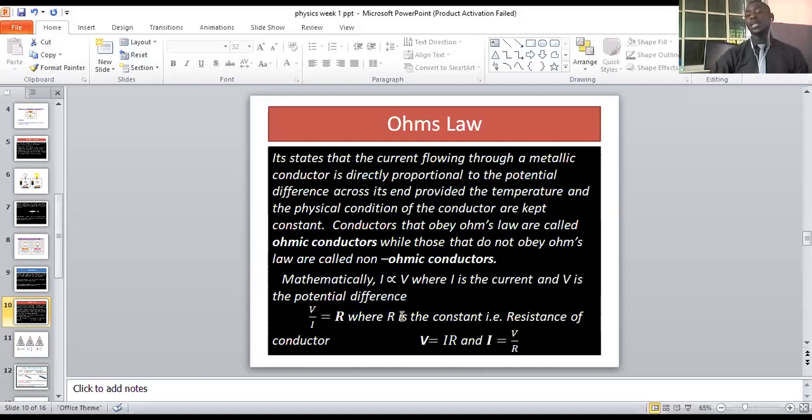You can express the voltage, the current, and the resistance as the subject of the formula. Look here: V equals IR. Solving through this, you just multiply to make V the subject of the formula, and here, making I the subject of the formula, you have this. This is the diagram of Ohm's law.